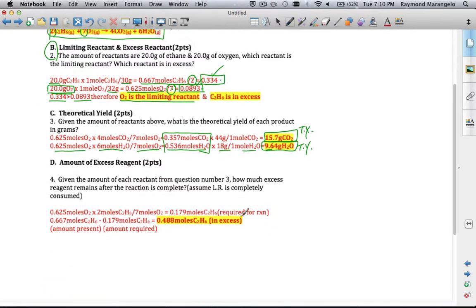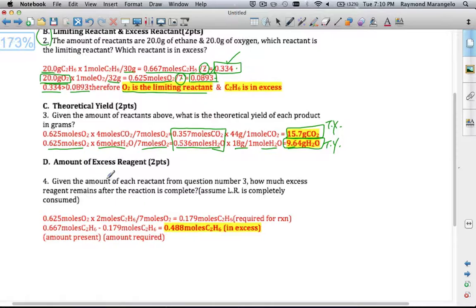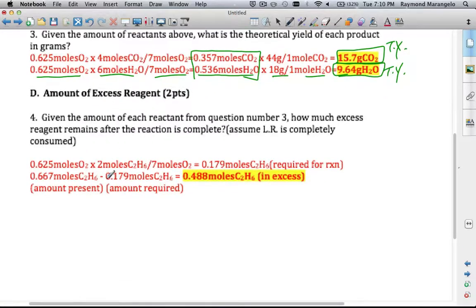Last part. The amount of excess. Here, I use the limiting reactant, the moles of it, times the moles of the C2H6 over the 7 moles of oxygen. That's my ratio from the balanced equation. And I'll get 0.179 moles of C2H6 required for the reaction.